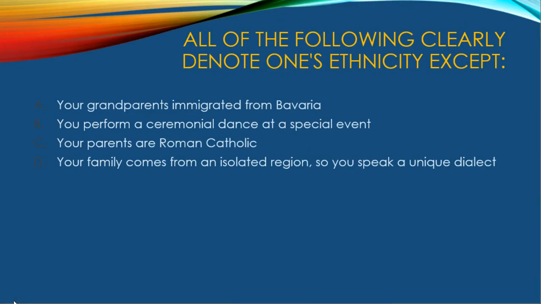Okay, so here is your first mini quiz question. All of the following clearly denote one's ethnicity except... Here are some examples. Your grandparents immigrated from Bavaria. You perform a ceremonial dance at a special event. Your parents are Roman Catholic. Your family comes from an isolated region, so you speak a unique dialect like Basque.